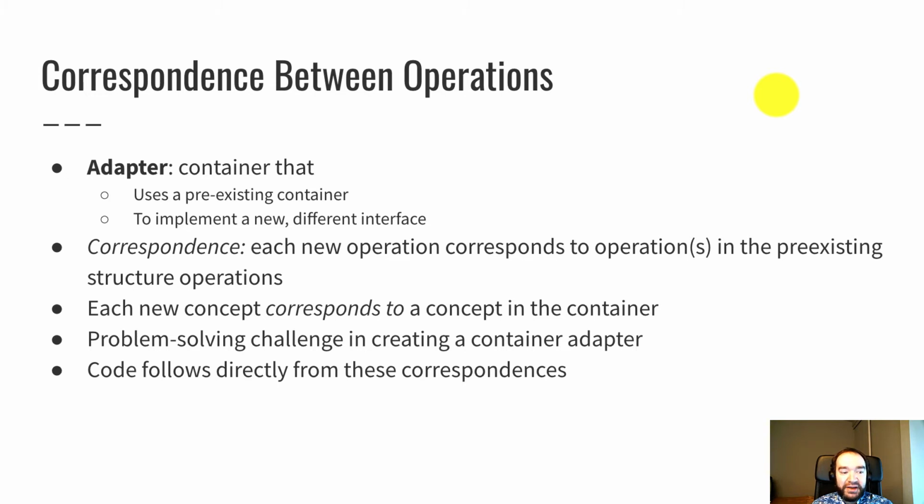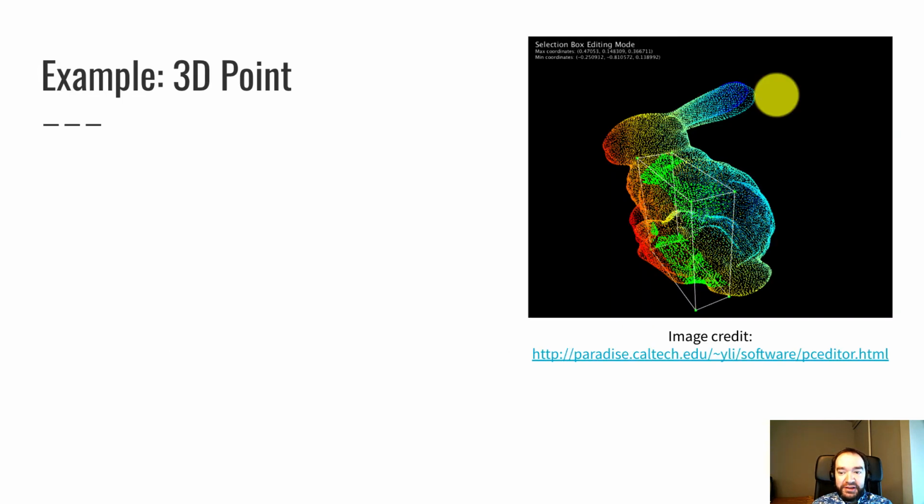So you really need to work out mentally the design of the correspondence of new operations to old operations before you sit down and try to write code. Usually once you do that, it's pretty easy to write the code. I'm going to go through a case study here to show the idea of an adapter before we move on to data structures, which are a little bit more complicated.